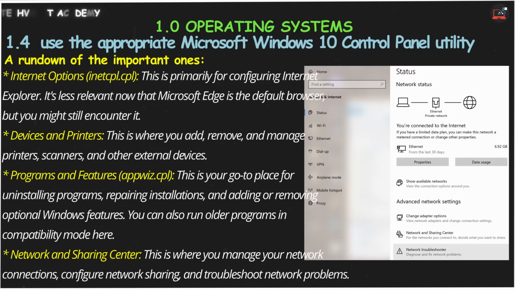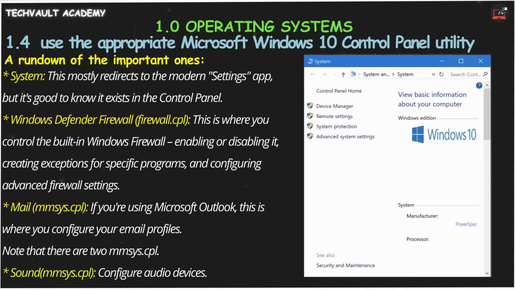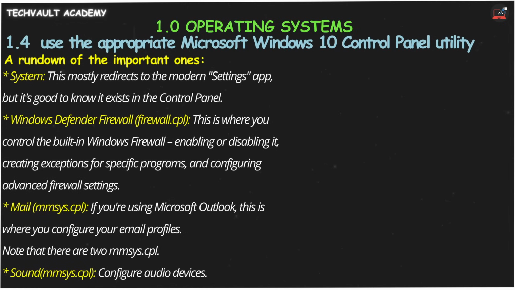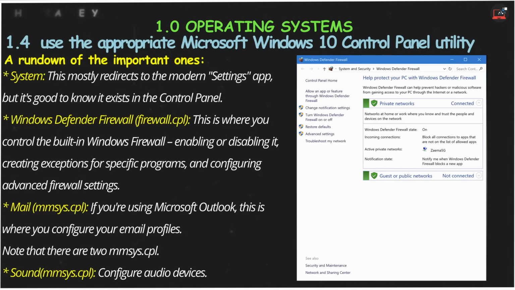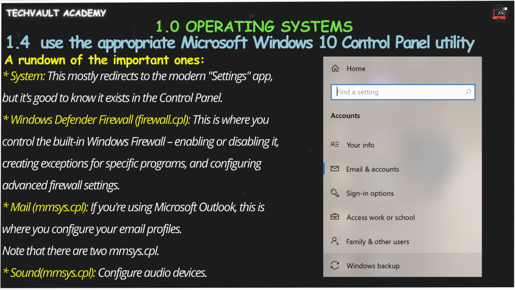Network and Sharing Center. This is where you manage your network connections, configure network sharing, and troubleshoot network problems. System. This mostly redirects to the modern Settings app, but it's good to know it exists in the control panel. Windows Defender Firewall, firewall.cpl. This is where you control the built-in Windows firewall, enabling or disabling it, creating exceptions for specific programs, and configuring advanced firewall settings.